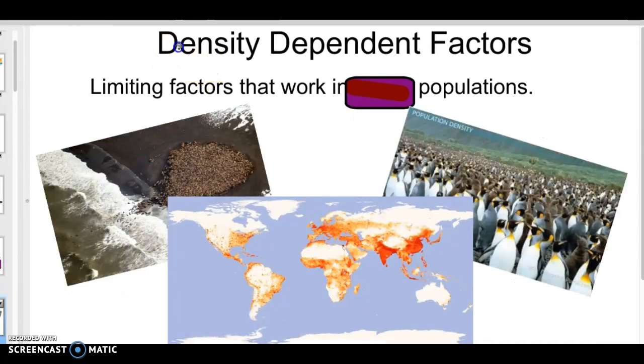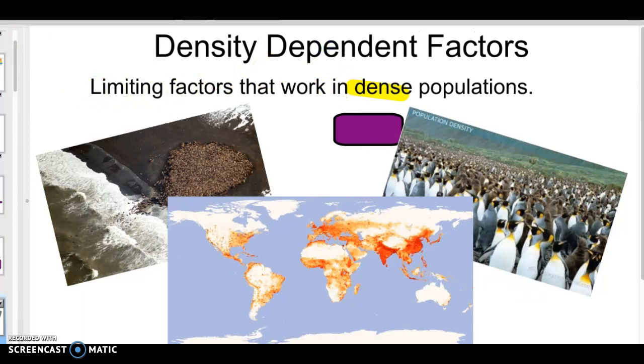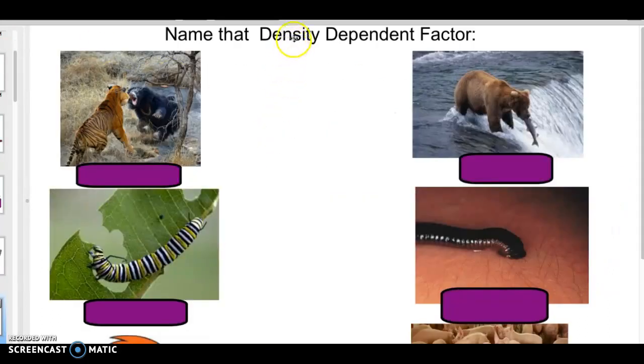So what can determine carrying capacity? Well, there are 2 types of limiting factors. There are density dependent limiting factors, and there are density independent limiting factors. So I'm going to do dependent first. Dependent is how dense the population is. So is the population really high in numbers, and are they super, super dense like you see in these pictures with the penguins? And so here are the examples of density dependent.